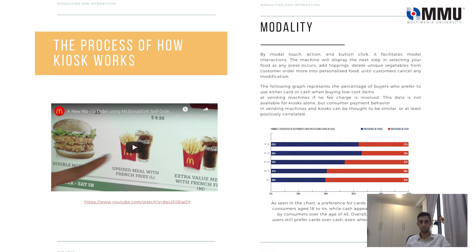As we see in this chart, a preference for cards is higher among consumers aged 18 to 44, while cash appears to be favored by consumers over the age of 45. Overall, 31% of users still prefer card payments over cash, even when charges are applied.